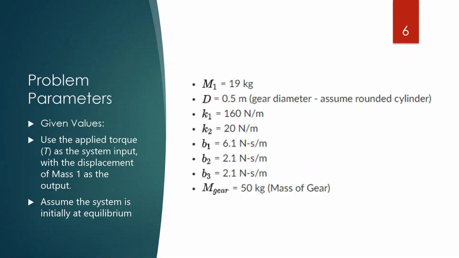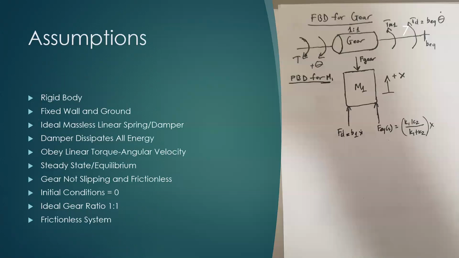The reason why I use T as the torque as the system input is because it is the driving function, and mass one as the output. The output is because it is a response function, and we also assume that the system is initially at equilibrium.